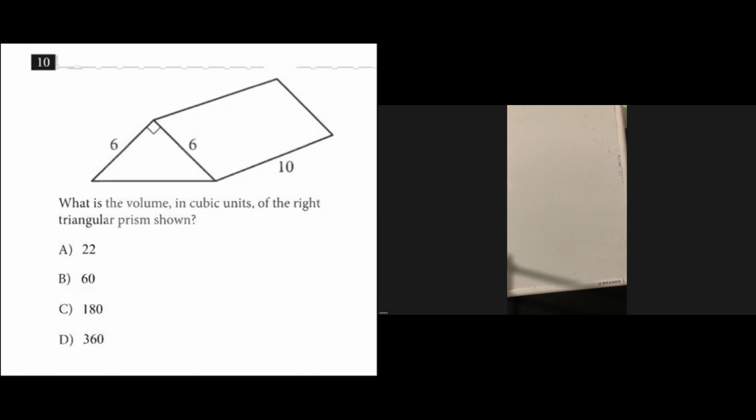Okay, so for question 10, we have a right triangular prism. To find the volume of that, you find the area of the triangle, which would be 6 times 6 divided by 2. So 36 divided by 2, which is 18, times the length, which is 10. So 18 times 10, which is 180. So the correct answer is answer choice C.